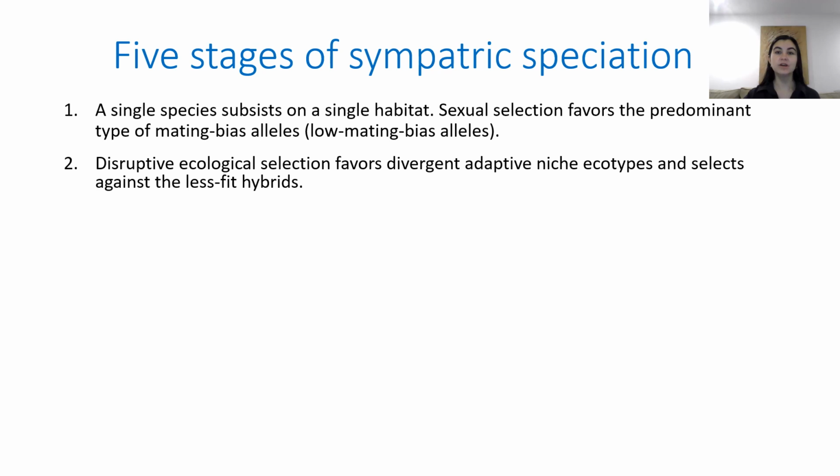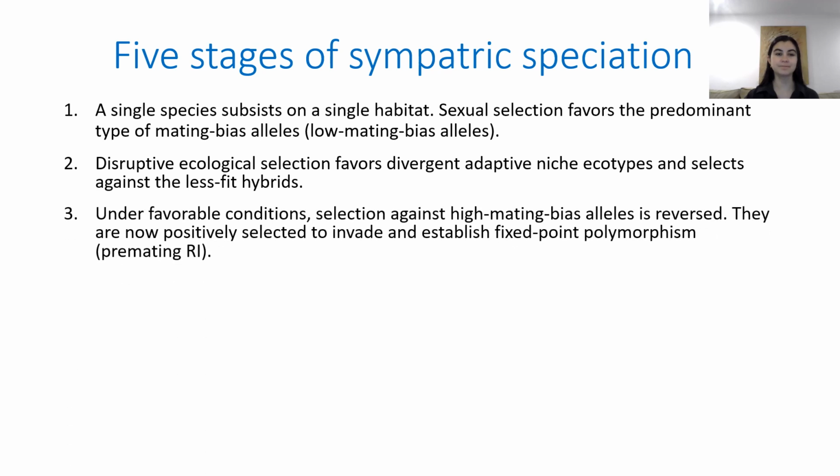Step 2, disruptive ecological selection occurs and selects against less fit hybrids with no food resources available. Step 3, selection against the high mating bias alleles is reversed. The high mating bias alleles is favored to invade the system and create pre-mating reproductive isolation. The invasion of the high mating bias allele can minimize the intra-niche hybrid loss.